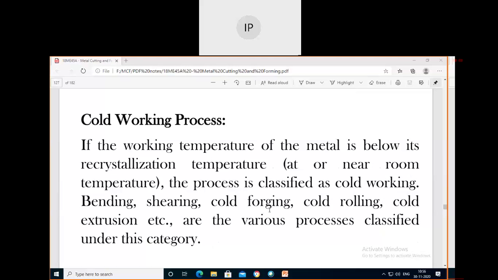So tell me the difference between hot working and cold working. Take it as homework, just differentiate the two working processes. In the next class I will start the first technique of the metalworking process, that is forging.